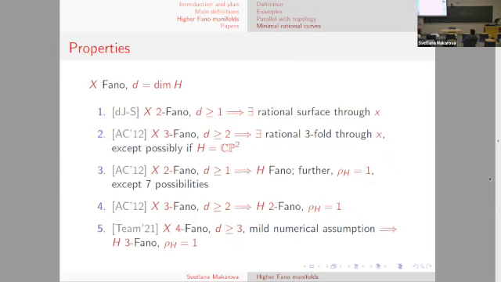And in 2021, we proved that if X is 4-Fano and H is at least 3-dimensional, and we make a mild numerical assumption on H, then H is 3-Fano and has Picard rank 1.